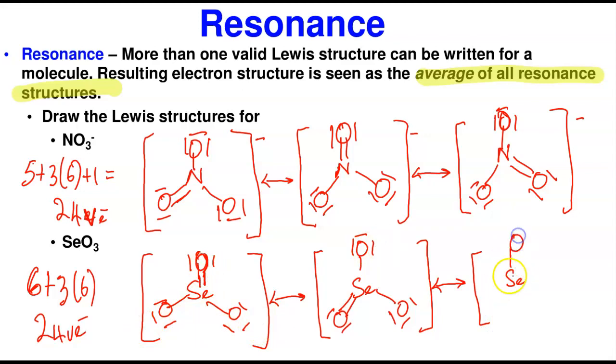Again, it's going to be here. I'm going to satisfy this one. This one is going to have a single bond, and this one is going to be this. So this becomes the third Lewis structure.